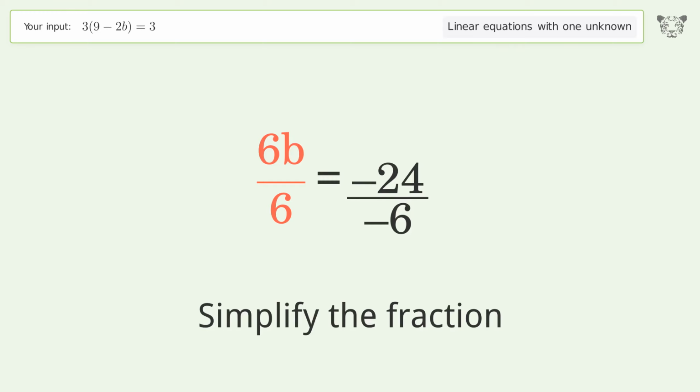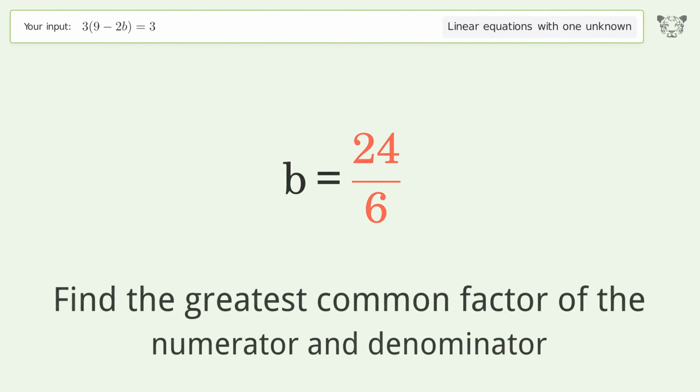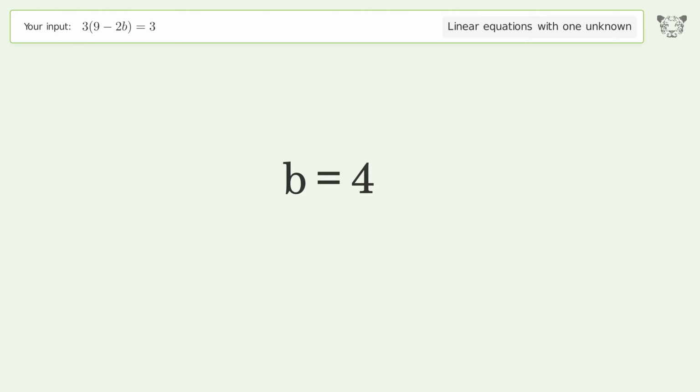Simplify the fraction. Cancel out the negatives. Find the greatest common factor of the numerator and denominator. Factor out and cancel the greatest common factor. And so the final result is b equals 4.